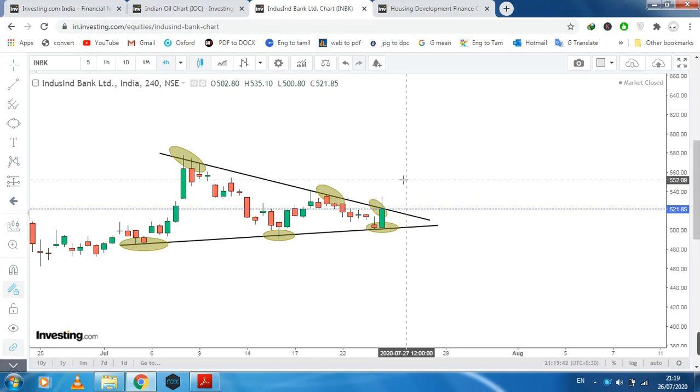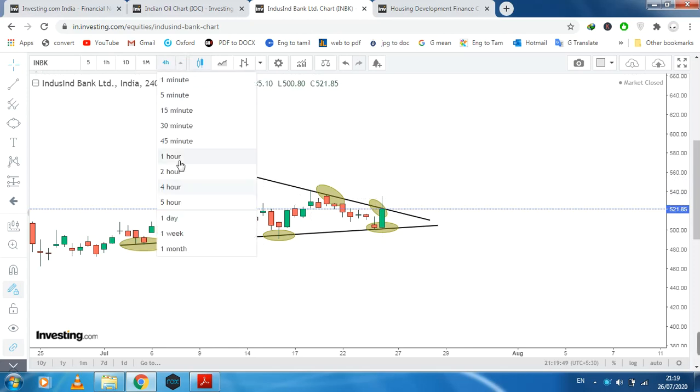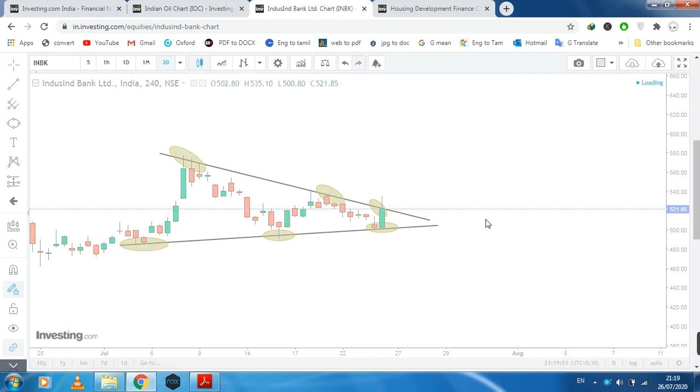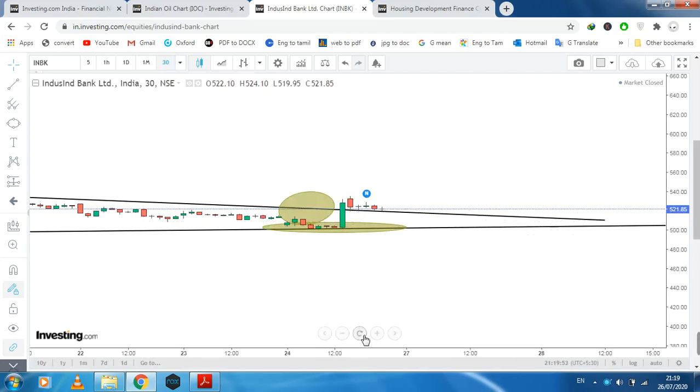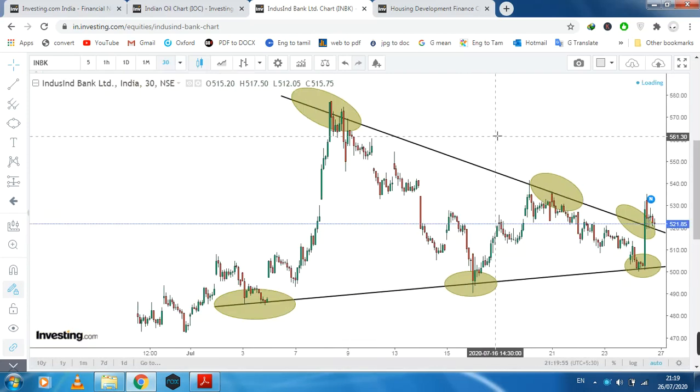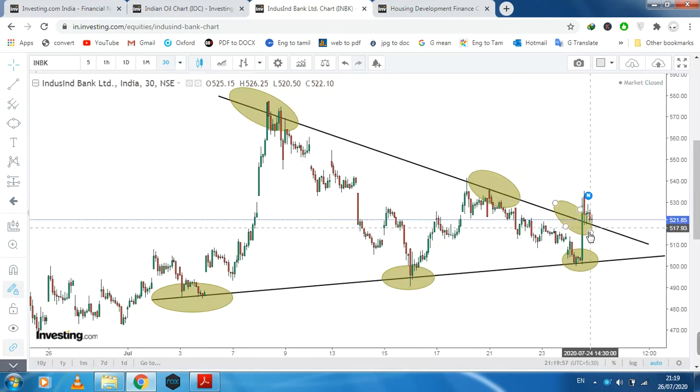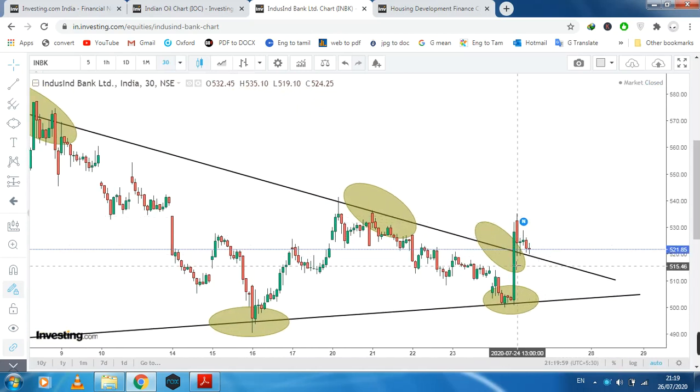Okay, how can we confirm these opportunities? We need to go to the lower time frame, right? What is the lower time frame of 4 hours? 30 minutes. So I change this chart to 30 minutes, right? Okay, what do you think about this? The current market, you can see, is a breakout on this 30-minute chart.